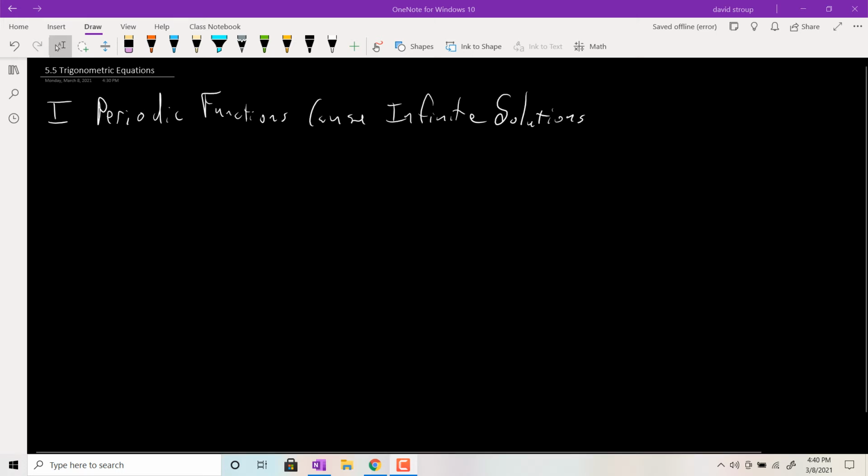Okay, welcome back. In this section we're working with trigonometric equations. Very, very important stuff here. You'll be using this again and again as you take calc, hopefully after trig. Okay, so periodic functions cause infinite solutions. The equations we'll be looking at will have an infinite number of solutions.